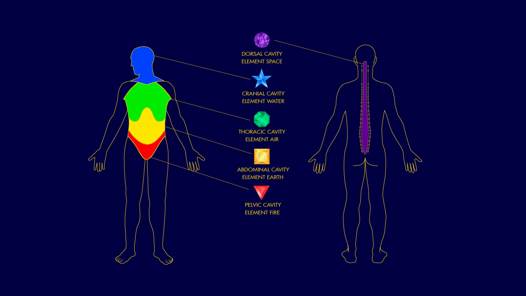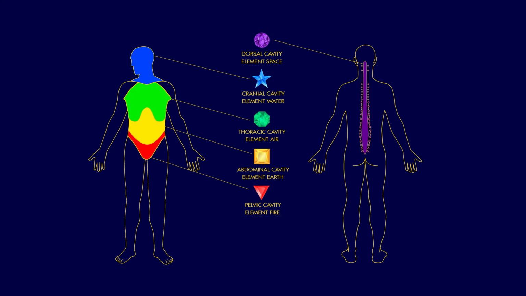The green element air is found in the thoracic cavity. The thoracic cavity is imagined as green. The blue element water is found in the cranial cavity, which is imagined as blue.